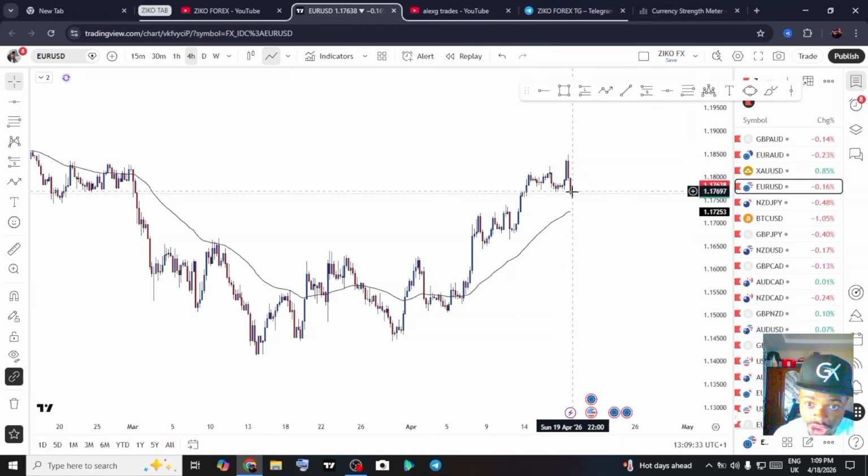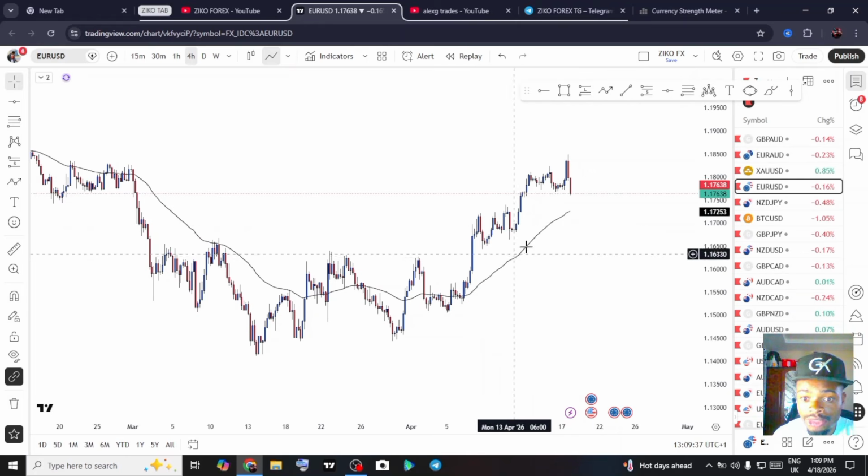It shifted structure bullish, shifted structure bearish, but EMA is still above, EMA is still below, holding price as support. So I'm not really interested in that kind of counter trend trade setup, right?